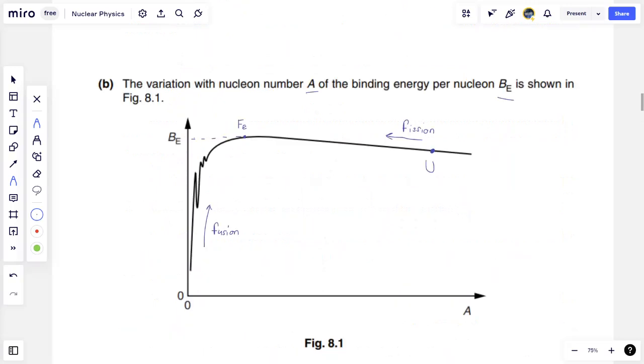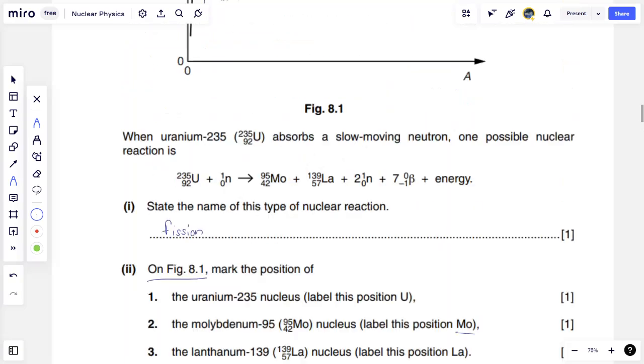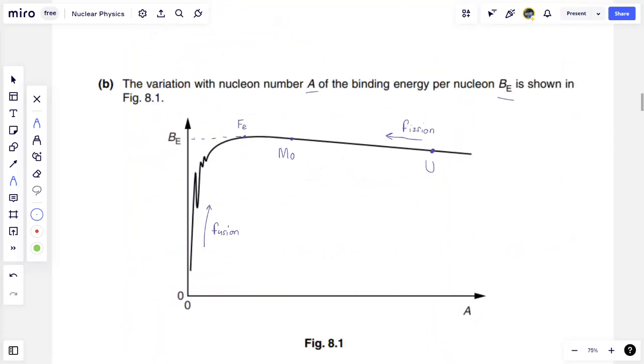And so it's going to be to the right of the peak, and I don't want to draw it too far. I'm going to draw it somewhere here, slightly to the right of the peak. I'm going to mark that point MO. That's my molybdenum nucleus. And lastly, lanthanum. So lanthanum has a higher nucleon number, has to be to the right of molybdenum, but also needs to be to the left of uranium and cannot be closer to uranium, because then the fission wouldn't happen. So it's actually going to be fairly close to the molybdenum.